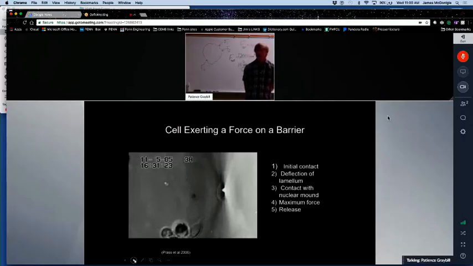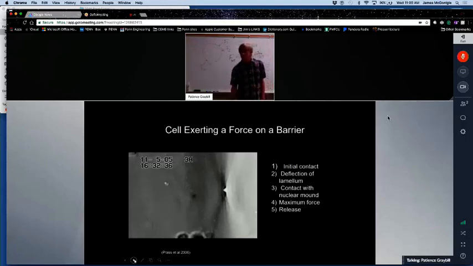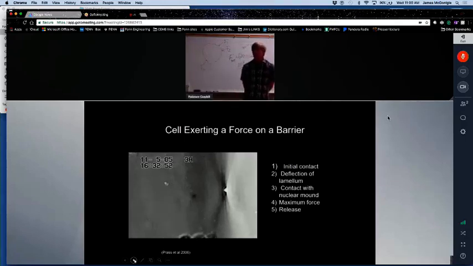And force is gradually building up. There's already a force being generated here. We can't see it, but in the apparatus they could see it. But now the cell is moving farther and farther in, and eventually the nuclear mound of the cell moves under the cantilever.